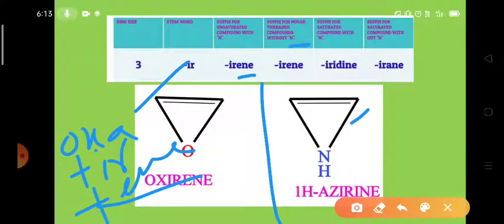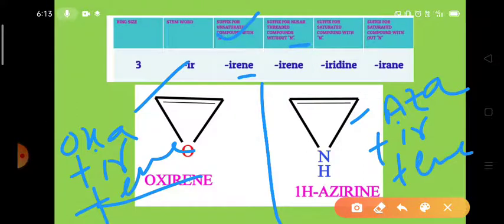For this one, the prefix is aza, and the stem word is ir, and it is an unsaturated compound with nitrogen, so we would use ine. So the name is azirine. Here instead of the final e, we use ine, azirine. As the hydrogen is present on the nitrogen, we have to call it 1H-azirine.